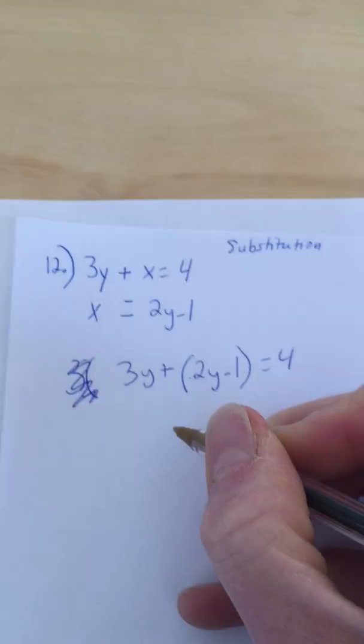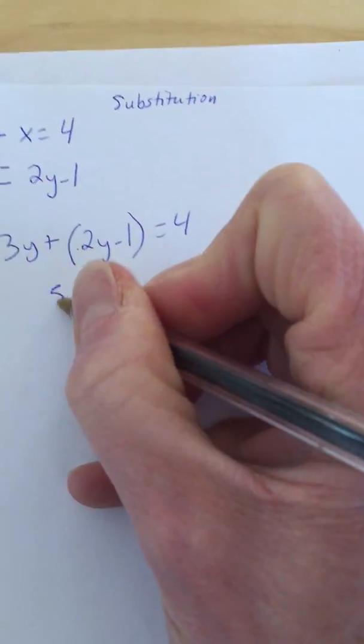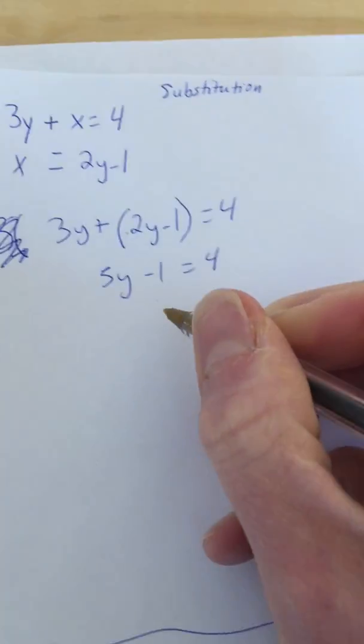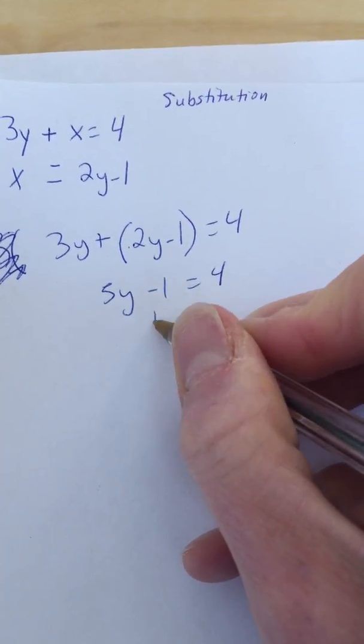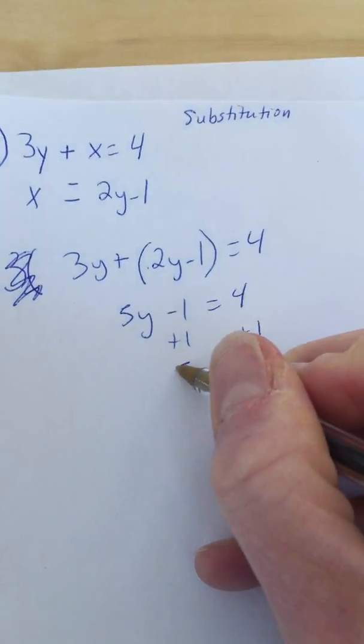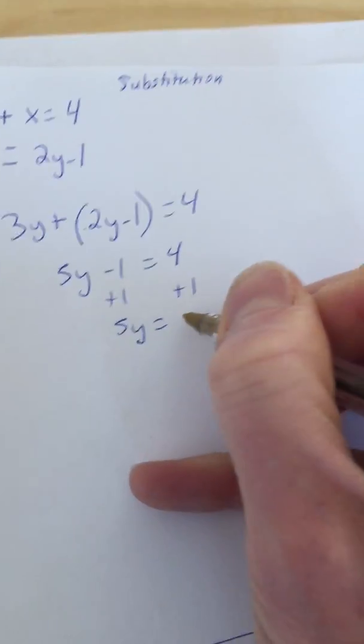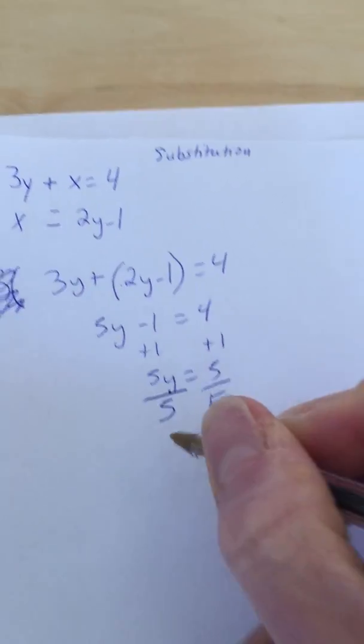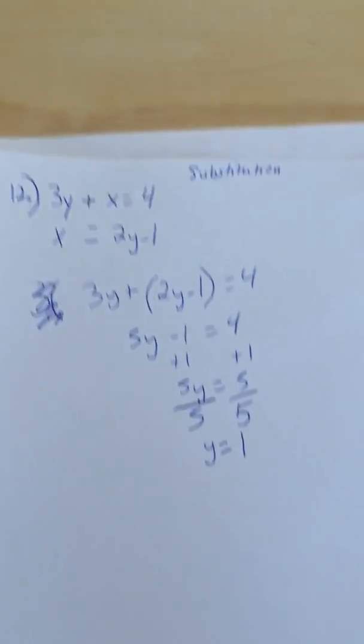So now I have, you can see here, I have 5y, and take away 1 equals 4. And now I can do plus 1, so now I have 5y equals 5. Divide it by 5 on both sides, and then y equals 1.